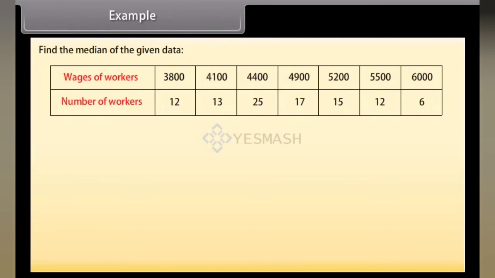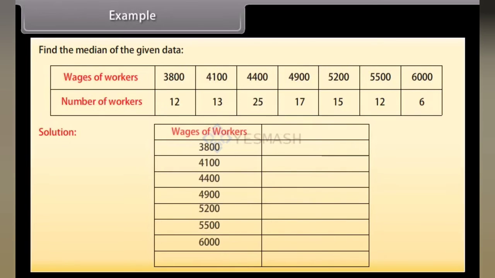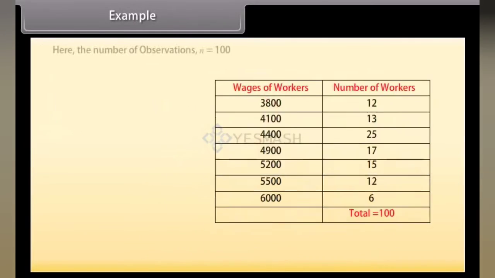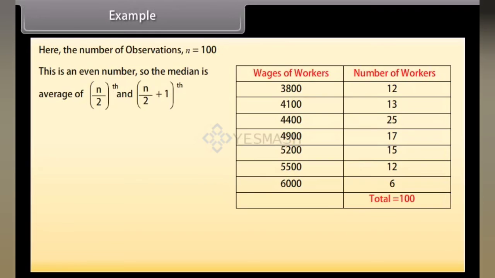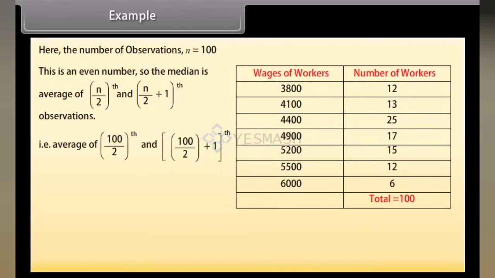Find the median of the given data. Solution. Firstly, we will write the wages of workers and the number of workers. The total number of workers is 100. Here the number of observations n is equal to 100. This is an even number, so the median is the average of the n by 2th and n by 2 plus 1th observations. That is the average of 100 by 2th and 100 by 2 plus 1th observations. That is the average of the 50th and 51st observations.